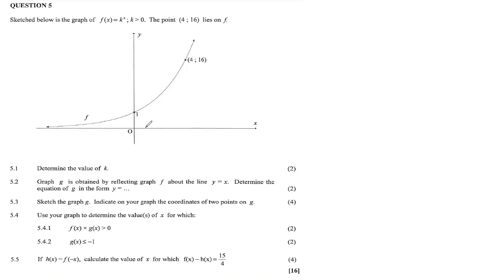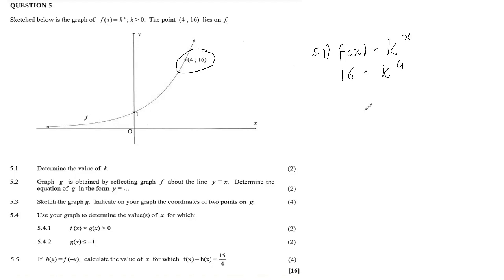So now all we have to do for 5.1 is to write the equation f of x is equal to k to the exponent of x. And then if we check here, we are given the coordinates. Note that every time we want to calculate the base here, we use the given coordinates in the graph, but we don't use the coordinates of the y-intercept. Okay, so here we have 16, then this is k to the exponent of 4.